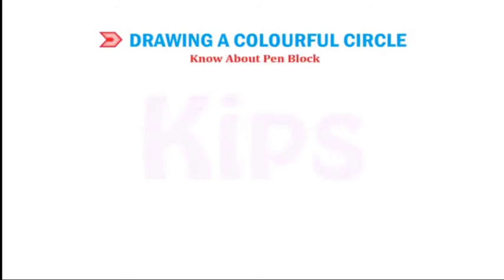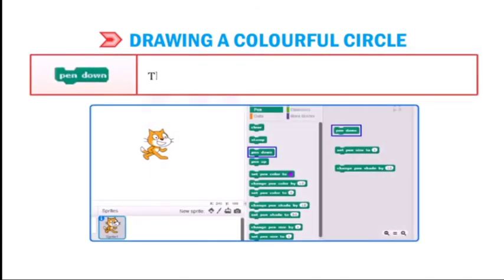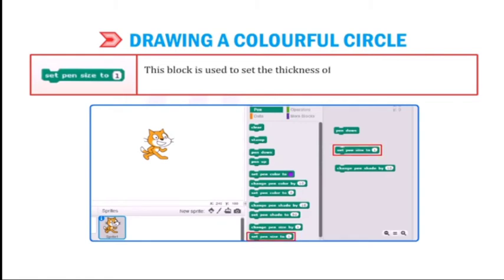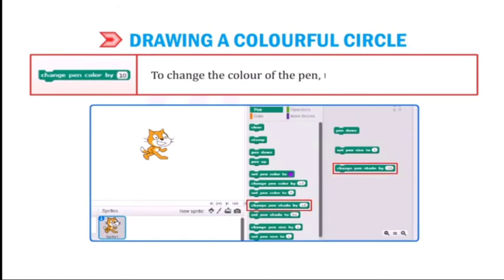Let's learn about pen blocks. Let us understand the use of pen blocks which we have used in the project. Pen down: this block draws a line as the sprite moves on the stage. Set pen size to 1: this block is used to set the thickness of the pen to a specific number. You can change the thickness of the pen by typing in the number box. Change pen color by 10: to change the color of the pen, use the Change Pen Color by 10 block.